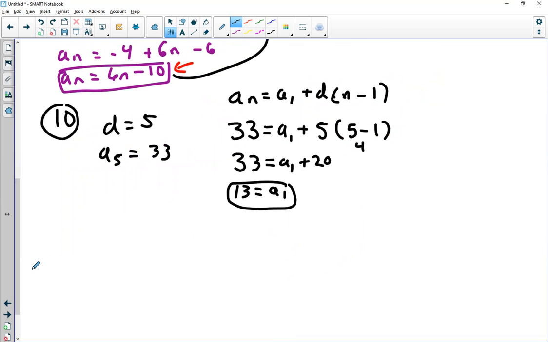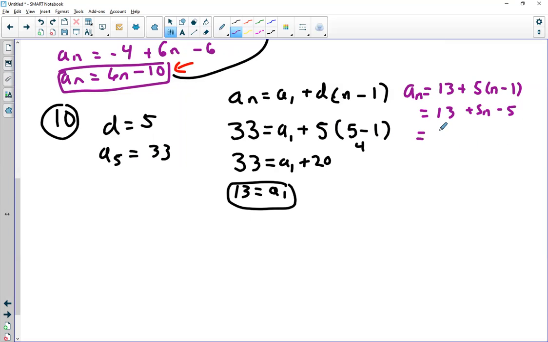So this is A1, which is good. Then we're going to use that to make the equation. So we're going to do AN equals 13 plus 5 times n minus 1. I would like to simplify this. So 13 plus 5n minus 5.